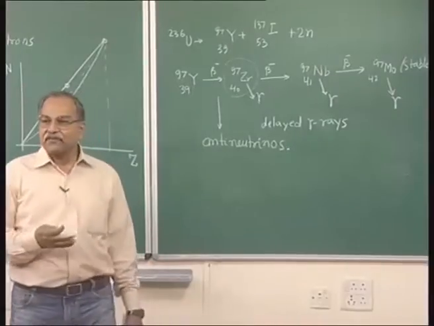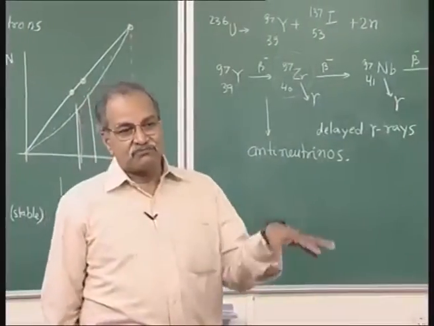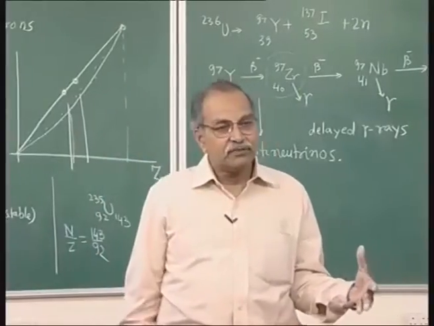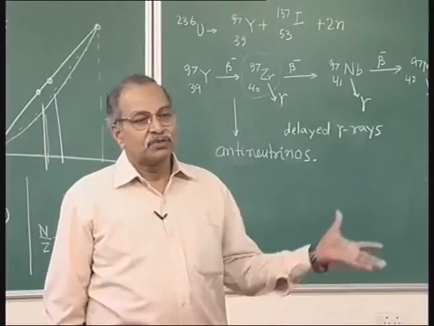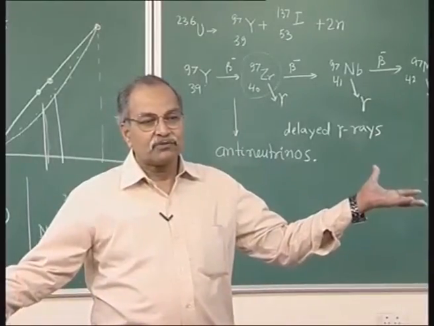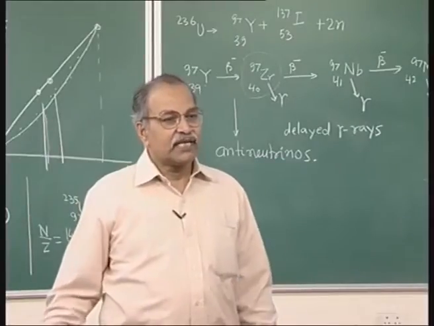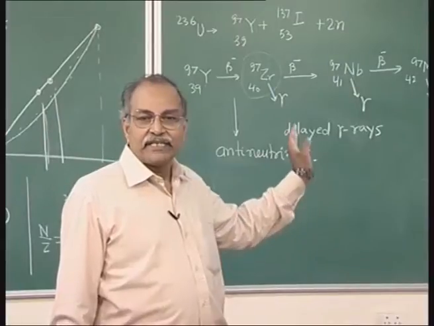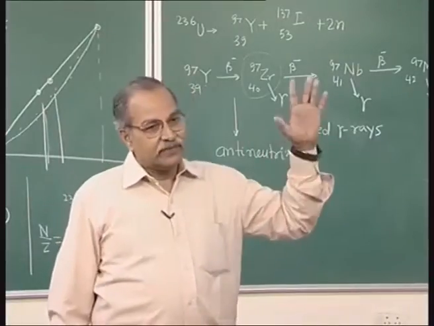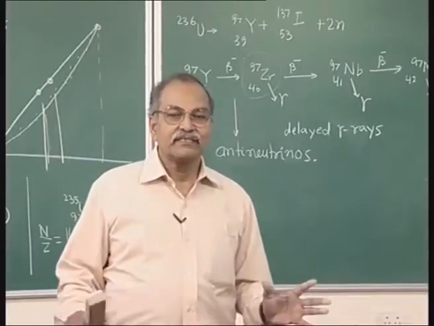Some 10-15 MeV is taken away by these antineutrinos, which are very difficult to tap. Neutrinos pass through all kinds of matter almost without interacting with anything. So, they just escape. Whatever energy is taken away by the antineutrinos in beta decay goes out of that reaction area. So, that is how the total energy is distributed.